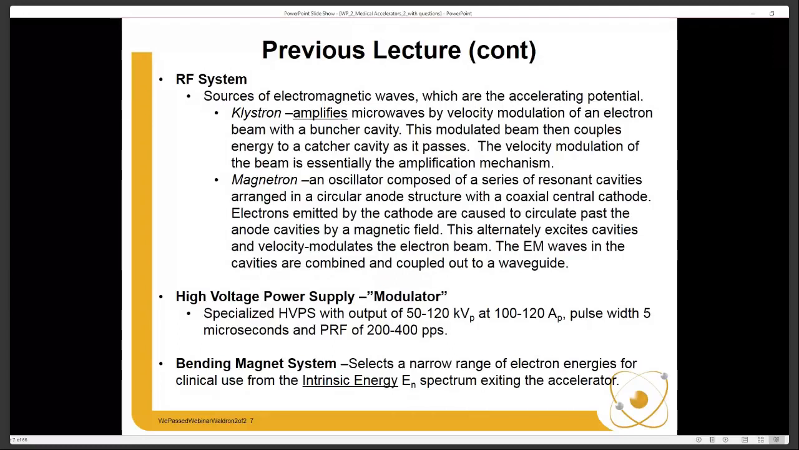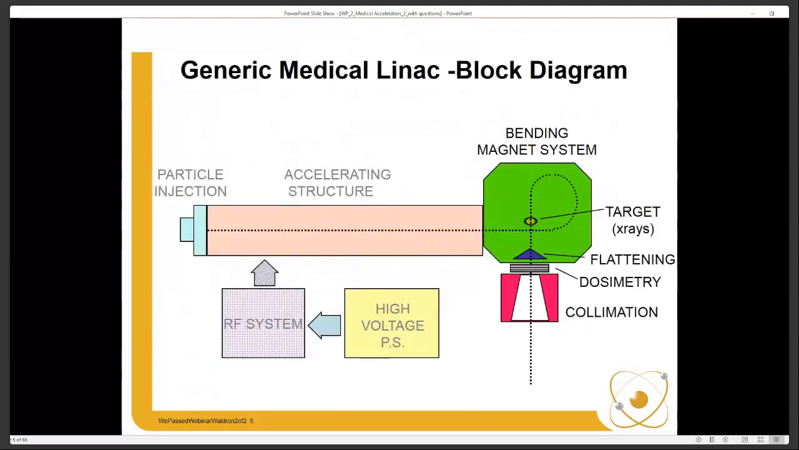And now we're back where we left off at the end of part 1. To recite what I said earlier, from this point on, we're in the bending magnet, and I will show 2 bending magnet designs. Thereafter, we will be essentially following the path of the energy or the beam out of the accelerator through either the flattening system for photons, the flattening system for electrons, collimation for photons and electrons, and dosimetry for photons and electrons. So let's get going.